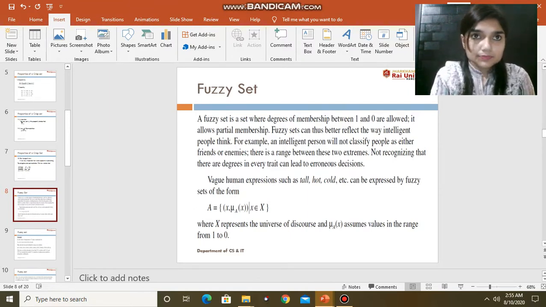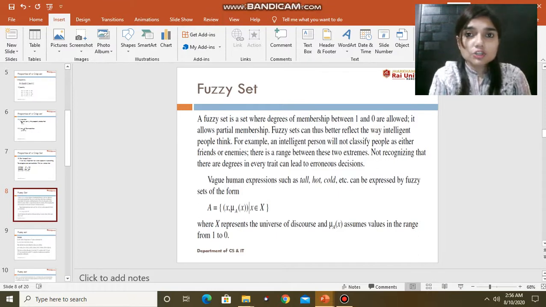A is a set and x is an element which belongs to the set A. And there is a symbol which is called mu of A of x. Why do we call it mu of A of x? Because mu of A means the membership function of the set A, the membership function of the element x which belongs to the set A. That's why we call it mu of A of x. Once again I am going to repeat it.